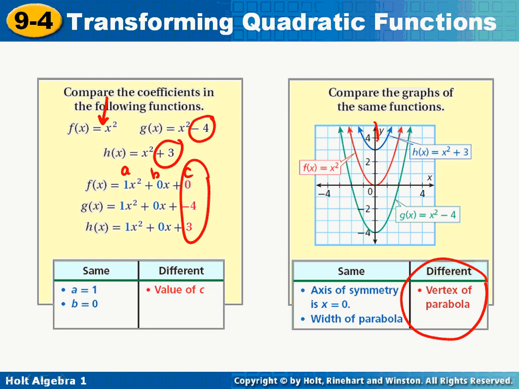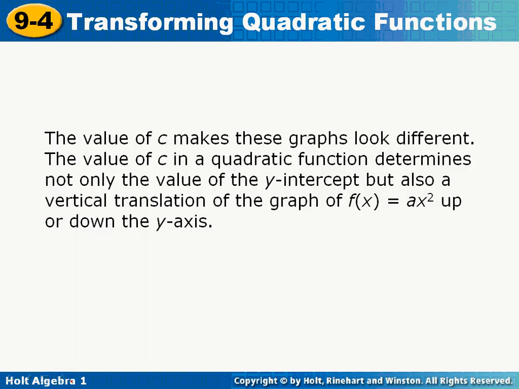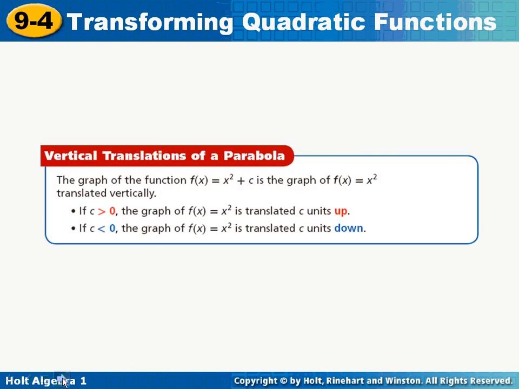Now, it looks like the width of all these is getting smaller and bigger, but it's actually not. It's just because the parabola is shifting up and down. The value of c makes them look different, but here, I want you to write this word down. It is a vertical translation of the graph, shifting it up or down on the y-axis. All right, so if c is greater than 0, then it's translated up. If c is less than 0, then the graph is translated down.